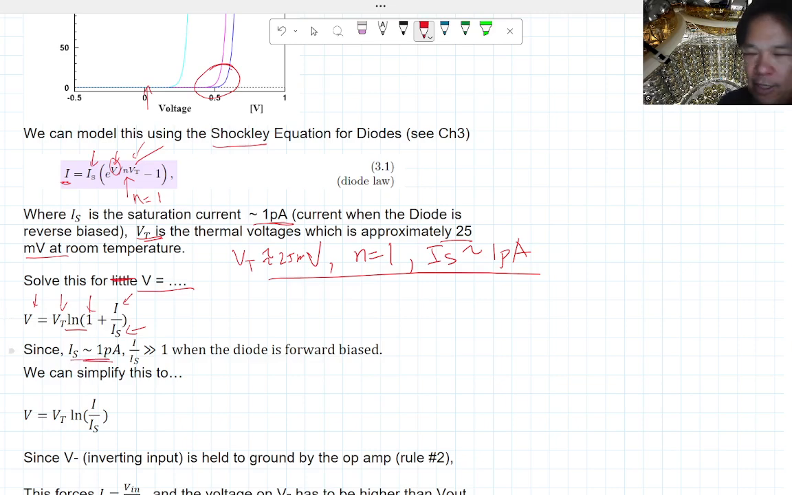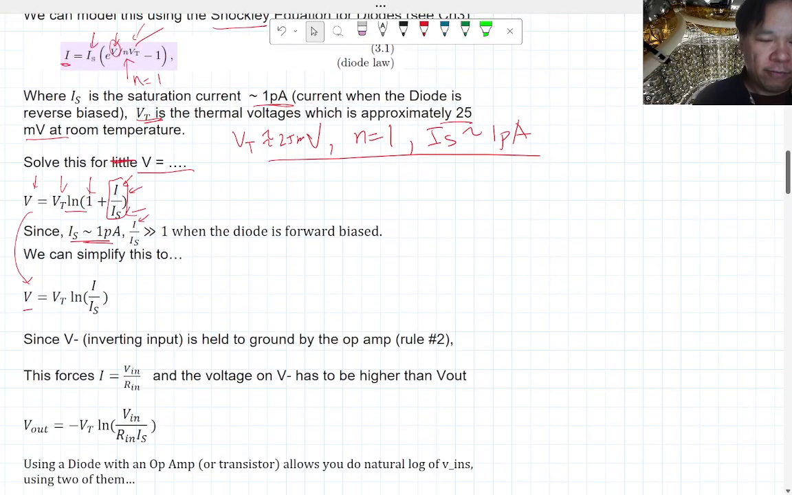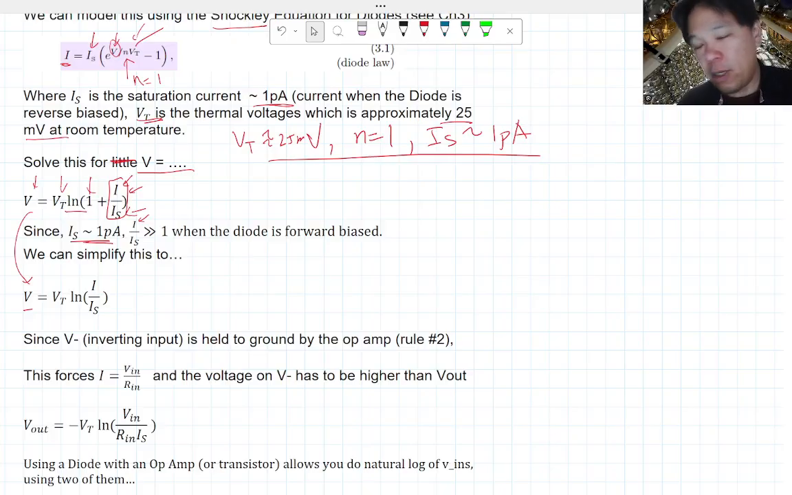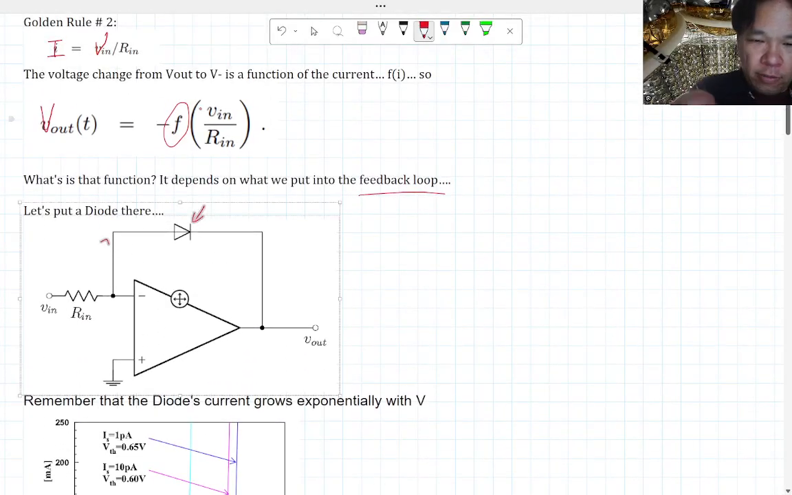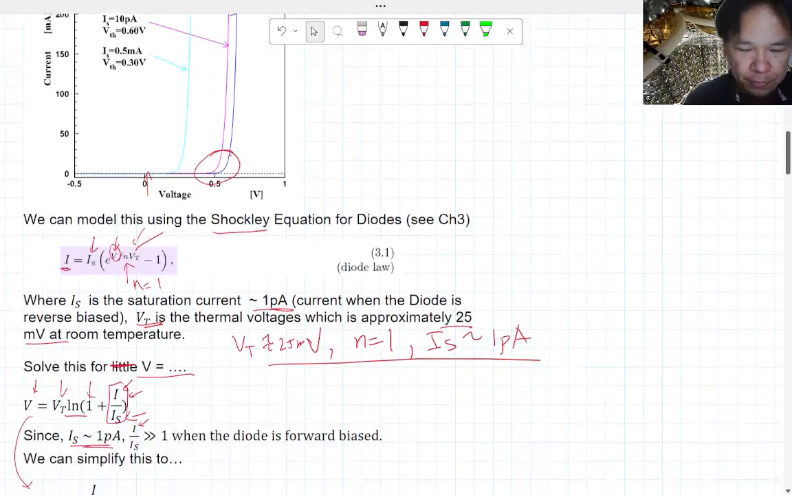And since the saturation current is going to be small, we can make the approximation that I over IS is much bigger than 1. Therefore, in this natural log term, the second term dominates, so the 1 doesn't actually matter. So we can simplify this equation to be V equals the thermal voltage times the natural log of the ratio of the current over the saturation current. Okay. If we go back up here, that's the functional form of the function we're dealing with.